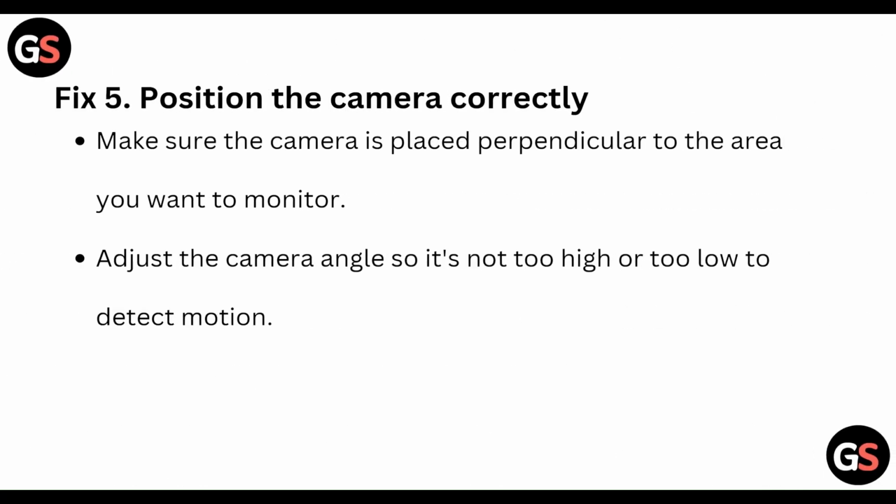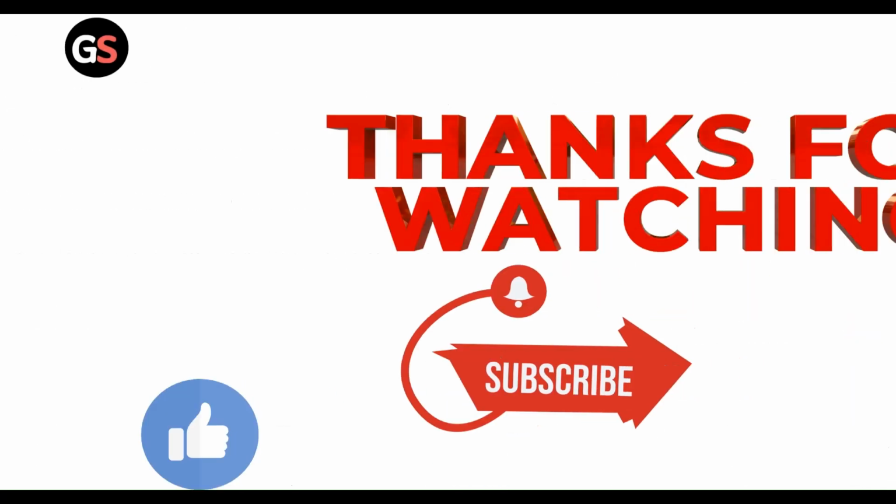Then position the camera correctly. Make sure your camera is placed perpendicular to the area you want to monitor. Okay. Adjust the camera angle so it's not too high or too low to detect motion. So these are all the steps.